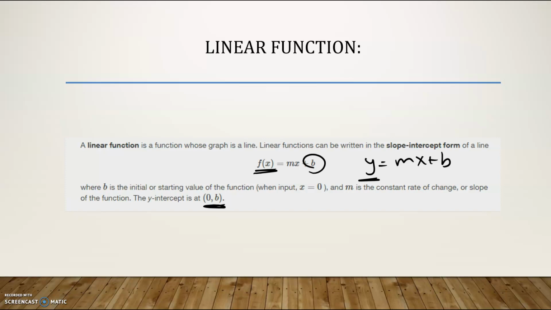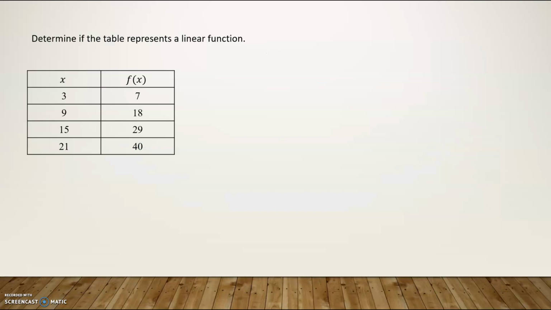So let's look at this right here. Determine if the table represents a linear function. We're going to look at the increase in x values and the increase in y values and see if it's a constant increase. If we go from 3 to 9, that would be plus 6. From 9 to 15, that's plus 6. From 15 to 21, that is plus 6, so that's constant.